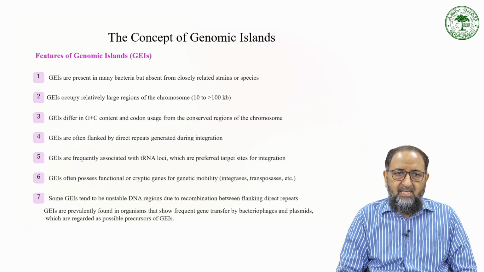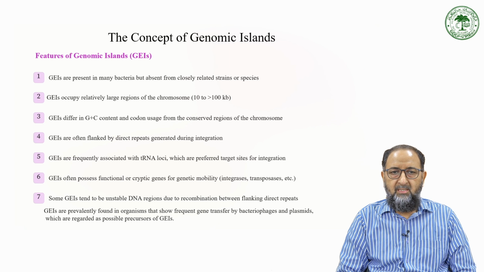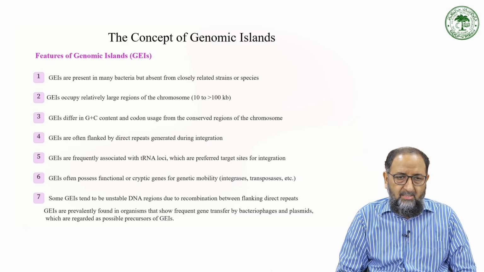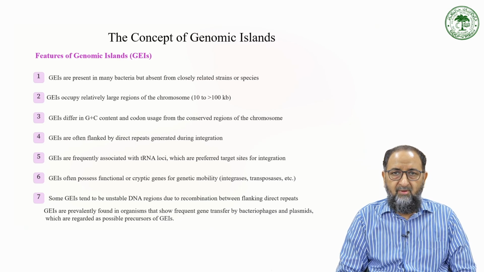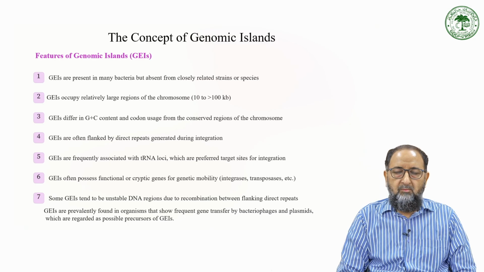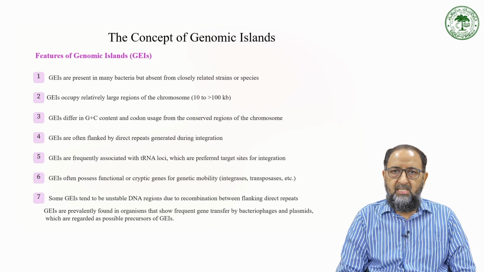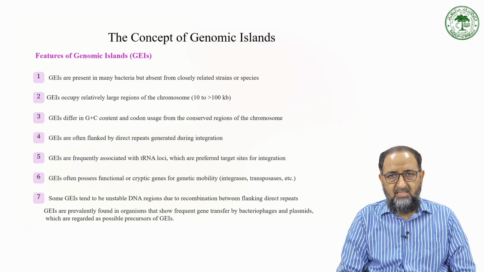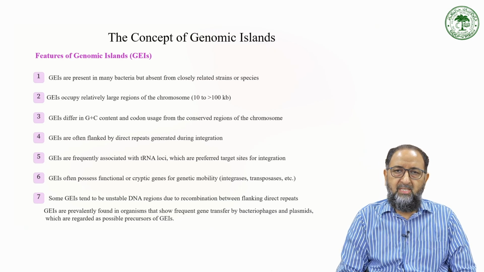And these mobile genetic elements, the genomic islands, occupy relatively large regions of the chromosome, up to 10 to 100 kilobases. Mostly they are present in the flexible region, and GIs differ in GC content and codon usage from the conserved regions of the chromosome. So the conserved region of the chromosome differs slightly in GC content and codon usage as compared to the flexible regions where the genomic islands are present.